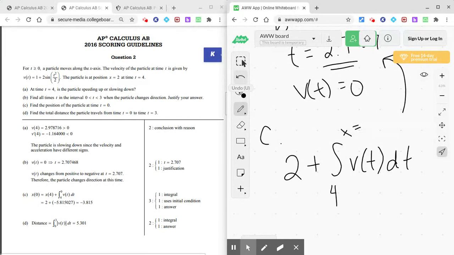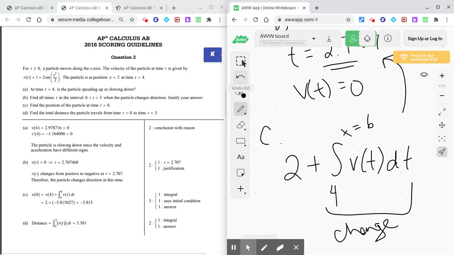And if my time was 6, I can find out that I started at 2, and then this gives me my change over time. That's what this integral gives me. It gives me my change from 4 to 6. How far did I move? That's the integral of the velocity function.